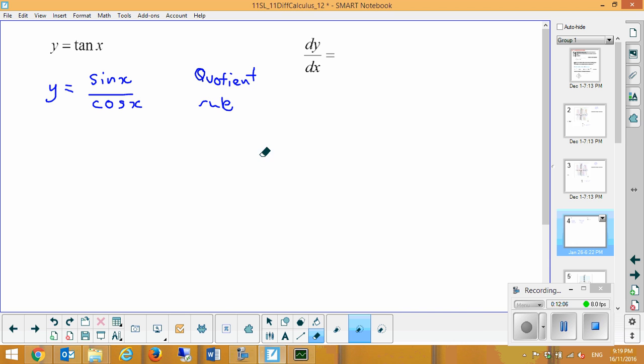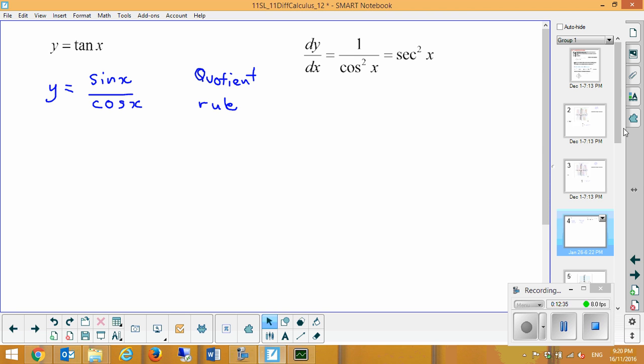Meanwhile, I'll tidy up this writing. So stop, pause the video, and do the derivative using your quotient rule. How did you go? Did you come up with a derivative function? So hopefully you came up with 1 over cos squared x. That's also the same as sec squared x. It's another terminology for the reciprocal function of 1 over cos x.